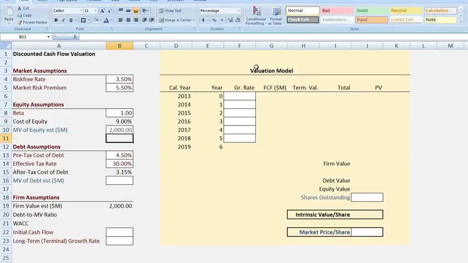I'll put in $2 billion for the market value of equity, and I'm initially going to assume this is an all-equity firm. Our debt-to-value ratio then is going to be our debt value divided by the firm value. An all-equity firm has a 0% debt ratio.